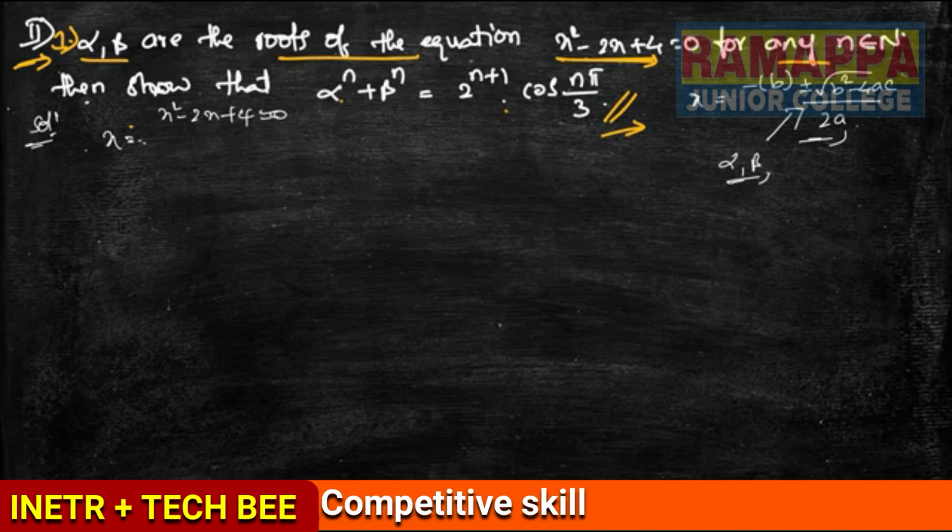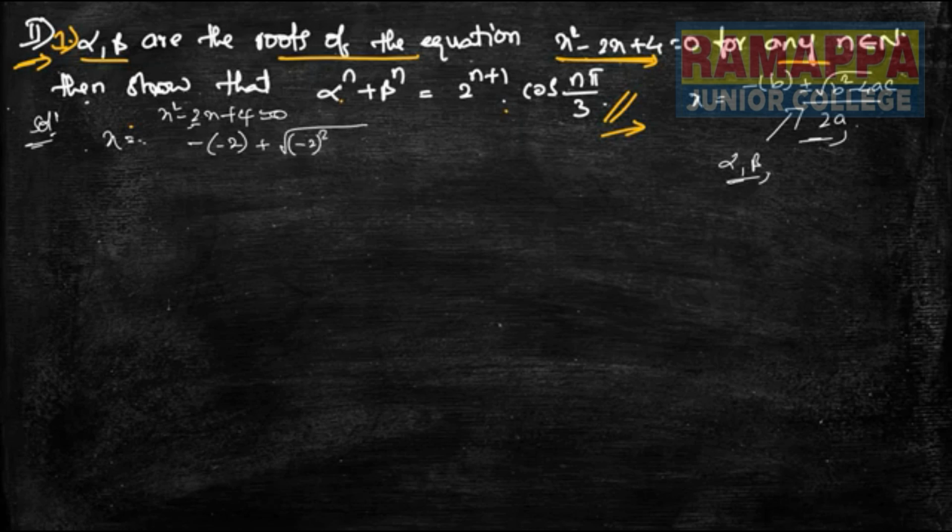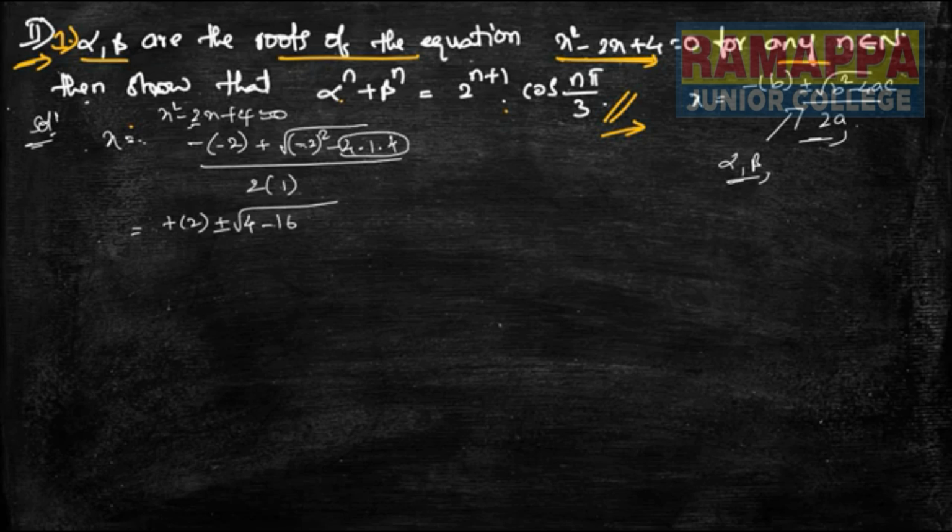So minus b, here b is equal to minus 2 only, plus or minus under root of b square, that is minus 2 whole square, minus 4 into a, which is 1, into c, which is 4 here, divided by 2 into 1. So it will become minus into minus, plus 2, plus or minus under root of 4 minus 16, since 4 fours are 16. Now divided by 2. So 2 plus or minus under root of minus 12, divided by 2.